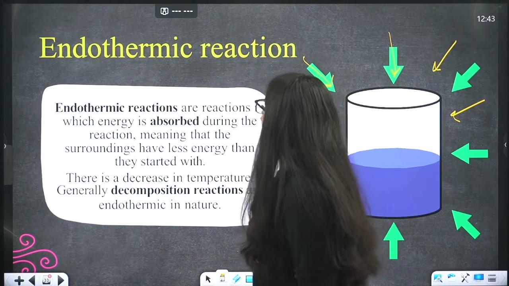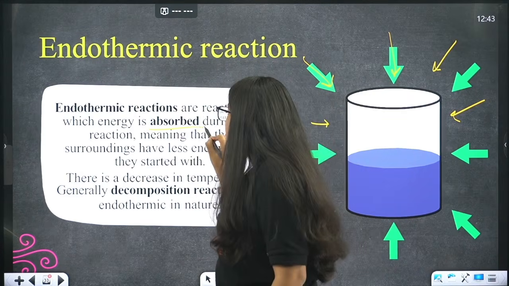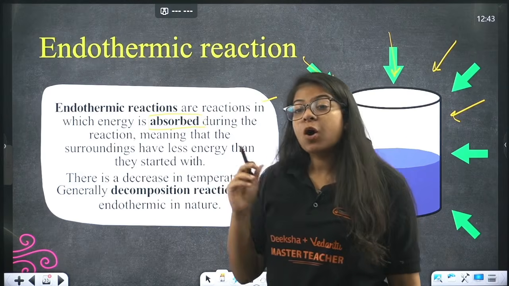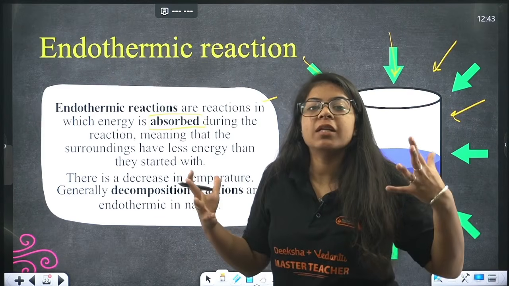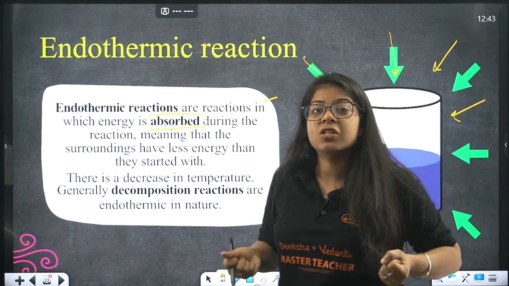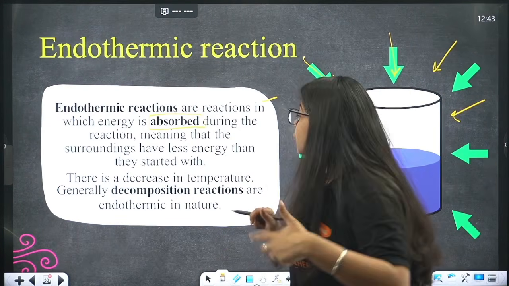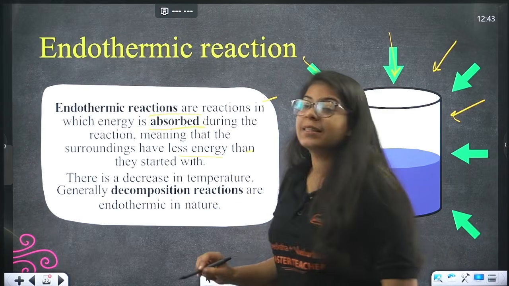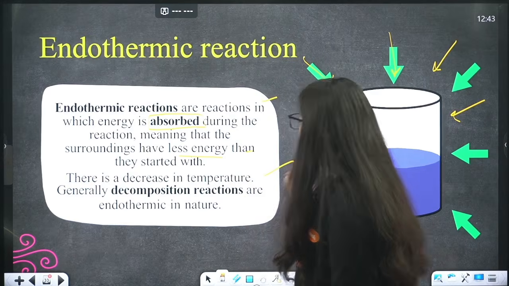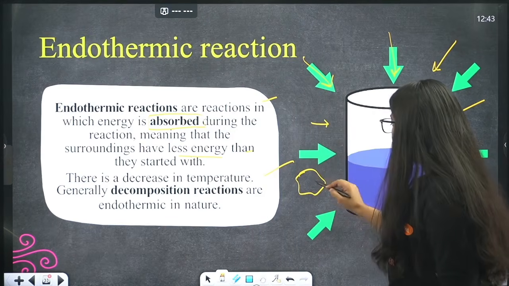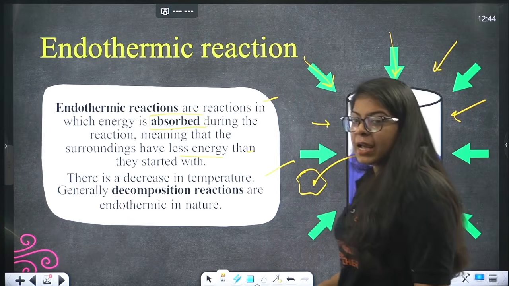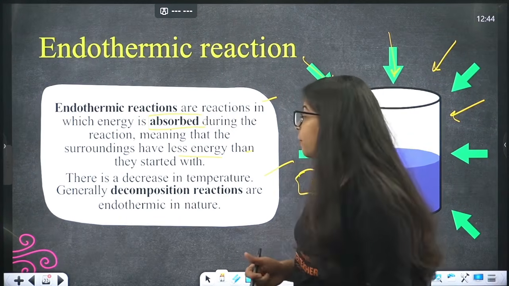Done. So endothermic reactions are reactions in which energy is absorbed during the reaction, meaning that the system got the energy from the surroundings, right? So the surroundings gave their energy, so the surroundings will have less energy than they started with. Done, beta. There is a decrease in temperature. Of course, if a molecule here gives its heat energy to the molecule inside, it will go to a lower temperature, right? So temperature will decrease in endothermic reactions.